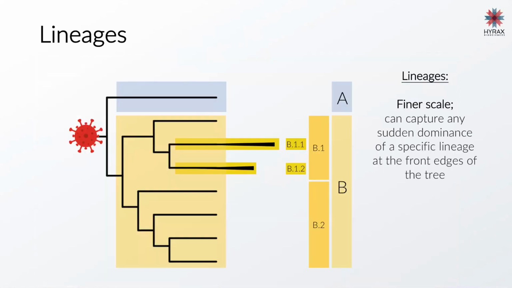The next resolution or term is lineages, and this is a finer scale. And lineages do something slightly different. They can capture any sudden dominance of a specific lineage. So if there's suddenly a lineage that grows faster than some of the other lineages or sequences, then you can see this at the front edges of the tree. And lineage definitions are particularly useful for tracking location-based outbreaks.